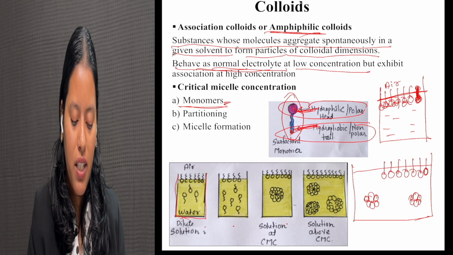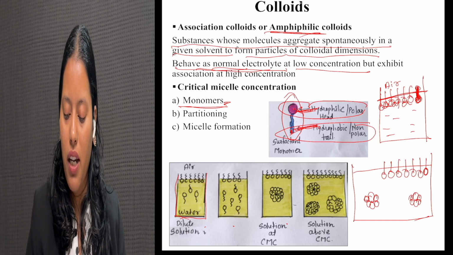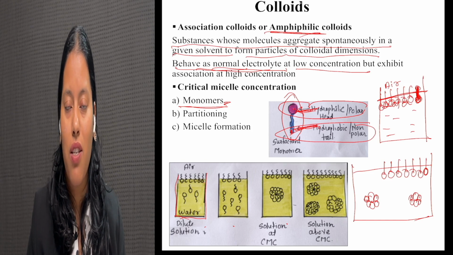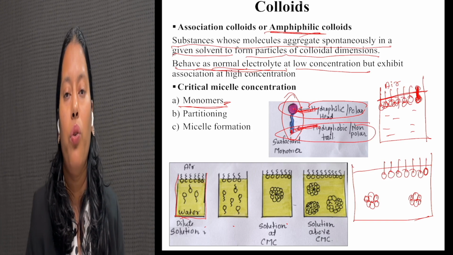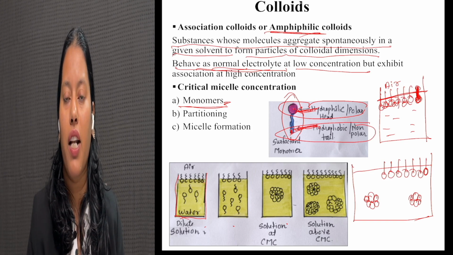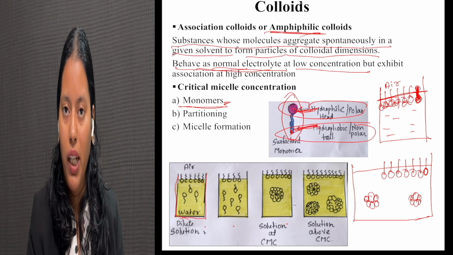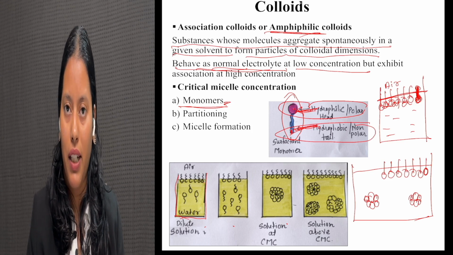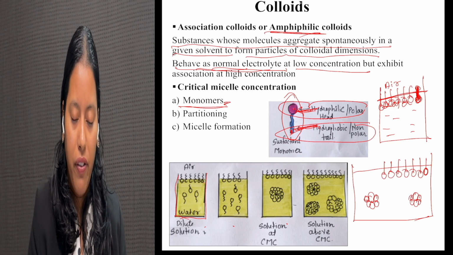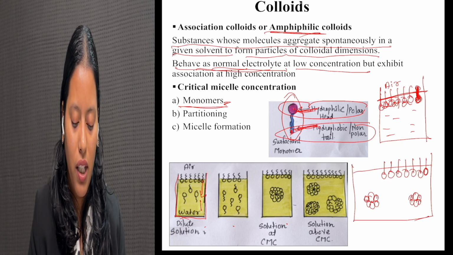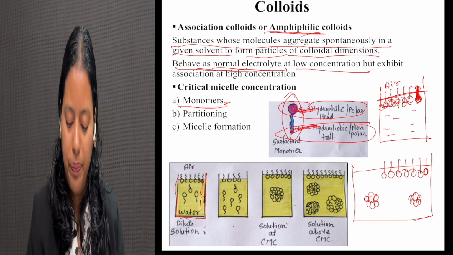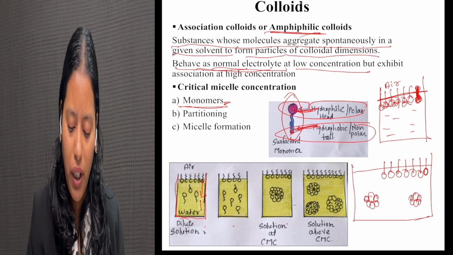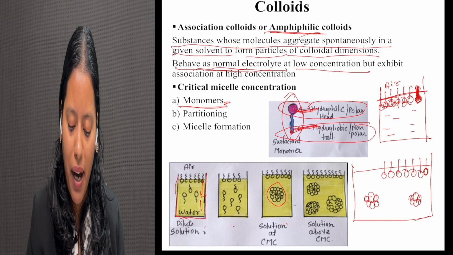Once the interface is completely filled and there is no more space to occupy, they keep on migrating inside the water. The water pull, or water drag, pulls the surfactant monomers inside the water. After complete filling, they move down inside the water, and at a particular point the energy is also reduced, and they cluster together and form the micelle.